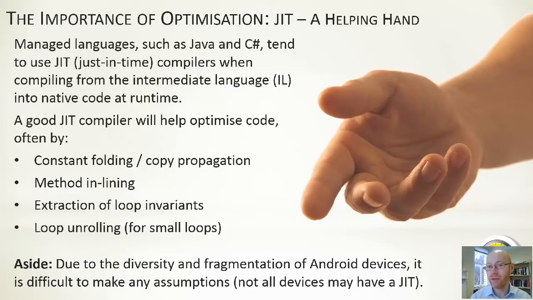So a compiler will actually try to optimize our code for us. If you've got a good just-in-time compiler, you can see a list of some of the things it'll try to do here: constant folding, copy propagation, inlining certain methods, taking invariants out of a loop, extracting them out of the loop, or if we have a small loop, unrolling it. We'll look at all of those in more detail later on in the course. But depending on the device and the platform, there are certain optimizations we can reasonably rely on the compiler to introduce. That saves us as programmers from having to do it.